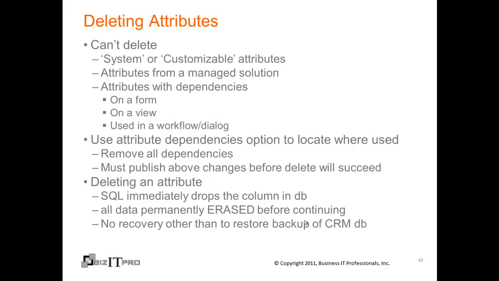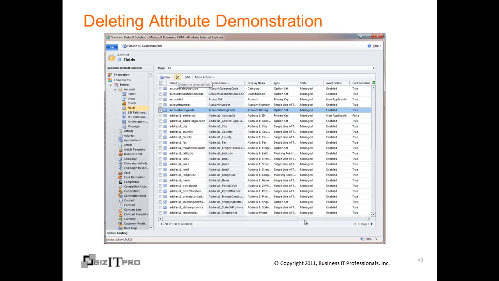When you're deleting an attribute, you should be aware that SQL immediately drops the column in the database, so all data is permanently erased before you get the screen back. There is no recovery other than to restore a backup of a CRM database. So be cautious when deleting attributes. Make sure you really don't need that data anymore. So let's go through the process of deleting an attribute.